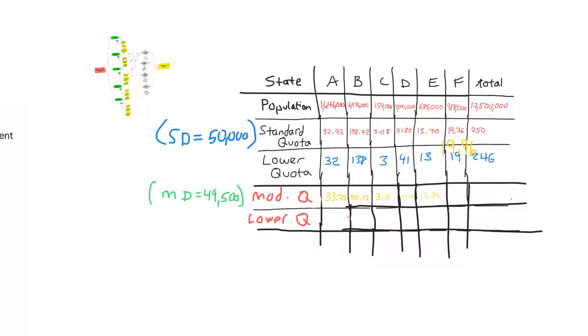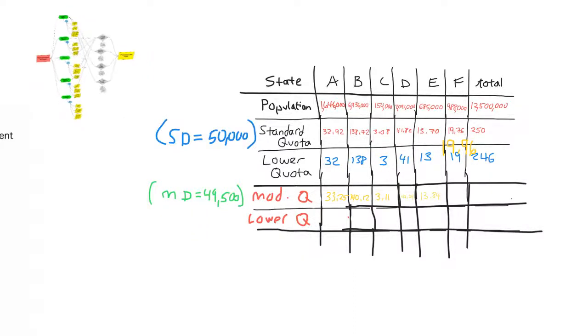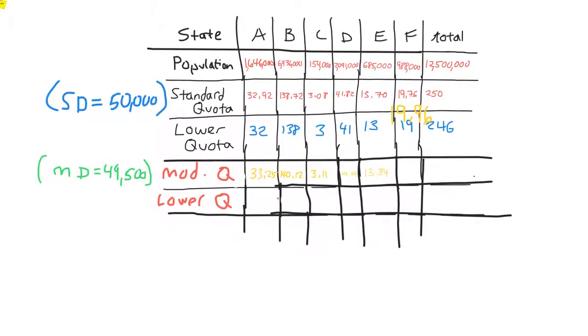The old standard divisor used to be 50,000. We made that smaller, which, by the way, is what the Jefferson's method is all about, making the standard divisor smaller. So now it's 49,500. That enables us to have a modified quota. And let's look at the modified quota, especially when compared to the standard quota.